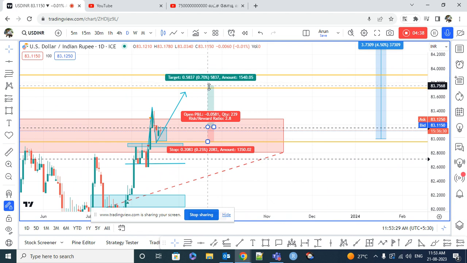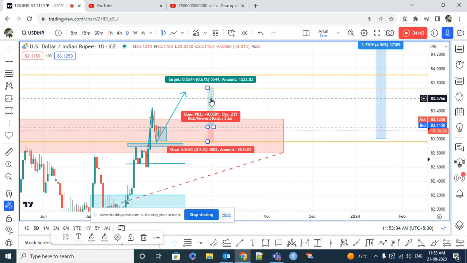If the target is at the lower range of the swing, then the risk reward ratio would be 1 is to 2.66. Any trade that is above 1 is to 2 is a very good trade. And here both the targets of the daily swing are above 1 is to 2, and this is a really good swing.